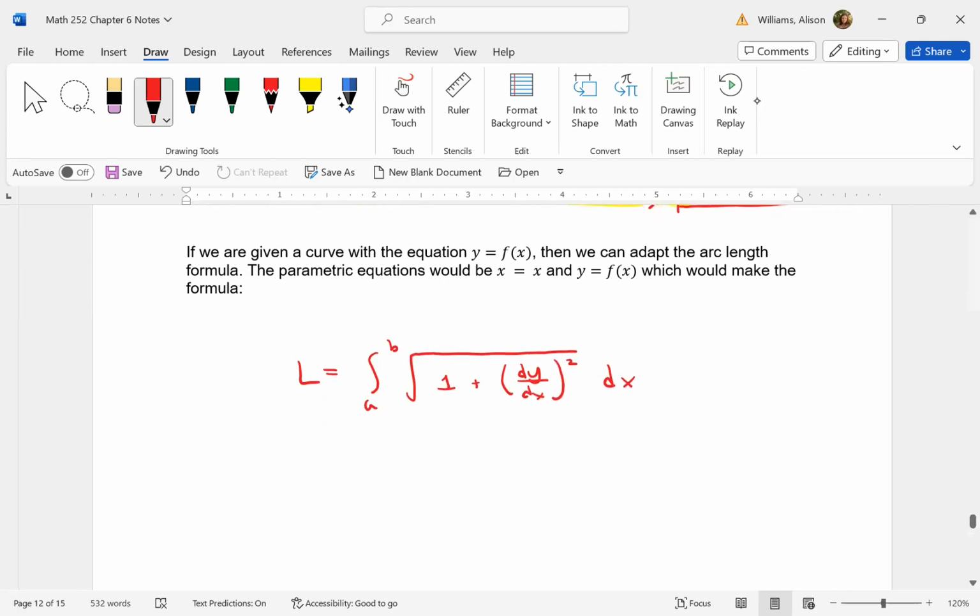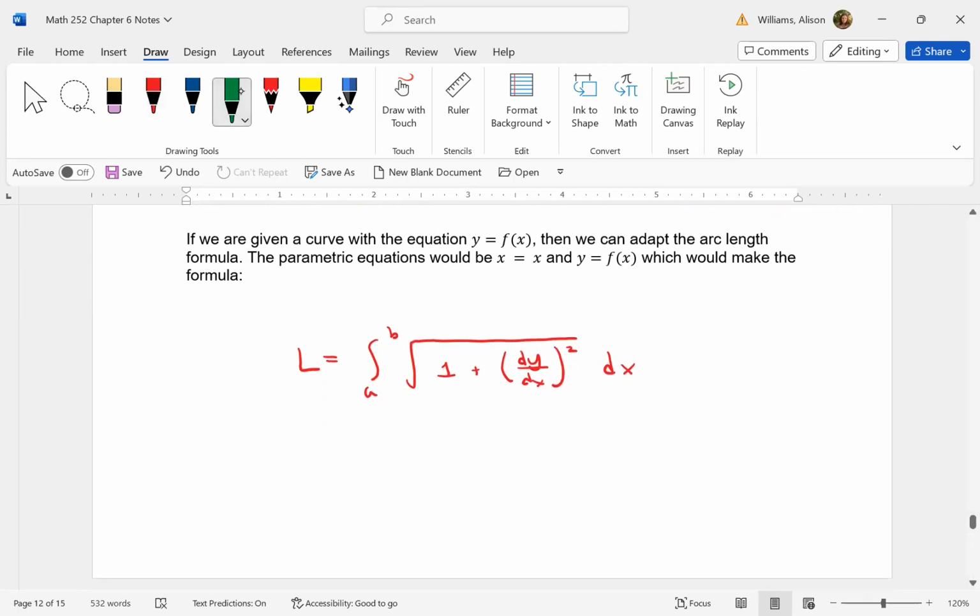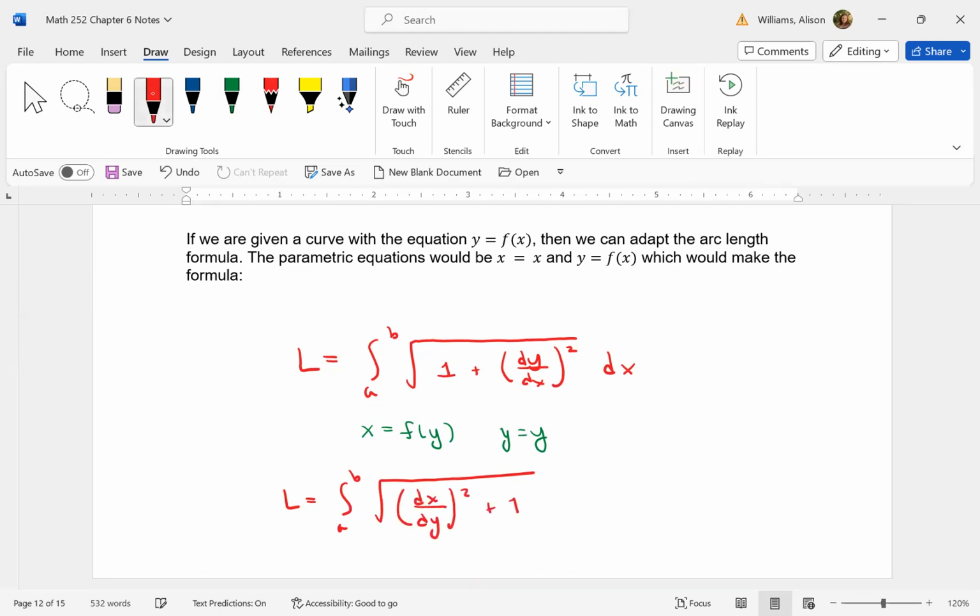Or similarly, if we wanted to do the same thing, but maybe x is f of y, then we could let y equal y, and then our arc length formula, again, we can just say from a to b in general would be the integral of the square root of dx dy squared plus 1 squared dy. I'm just not writing squared because 1 squared is 1.